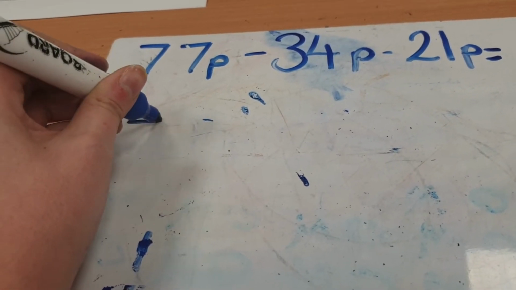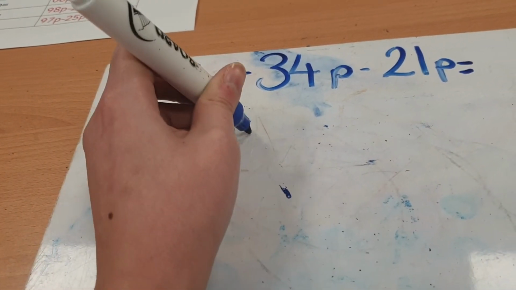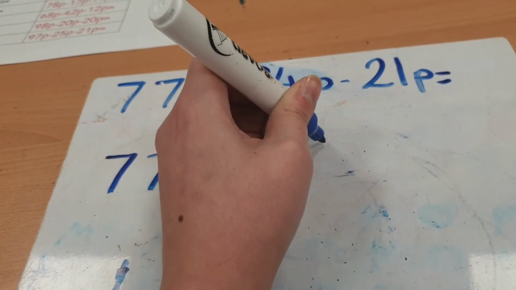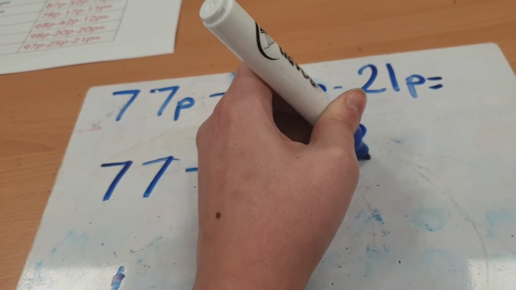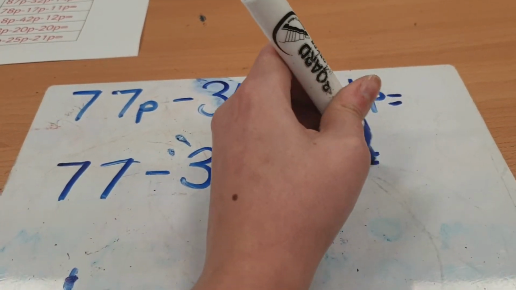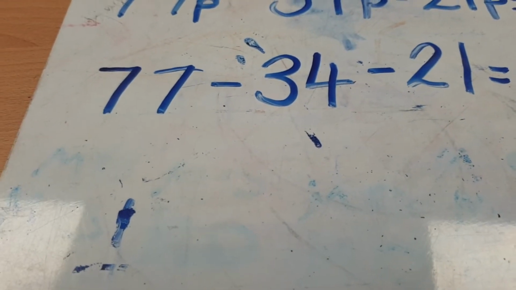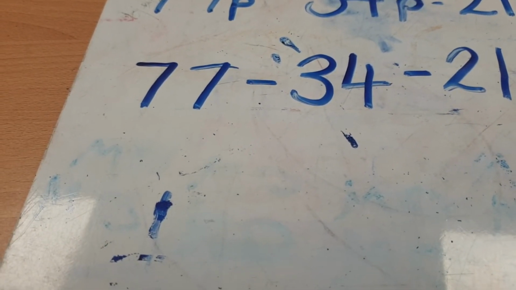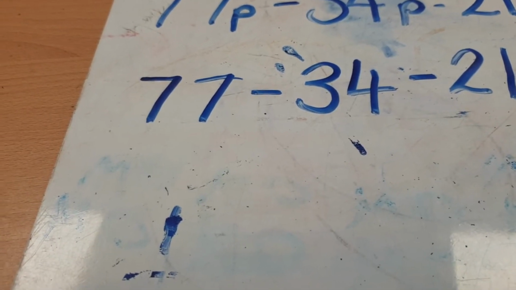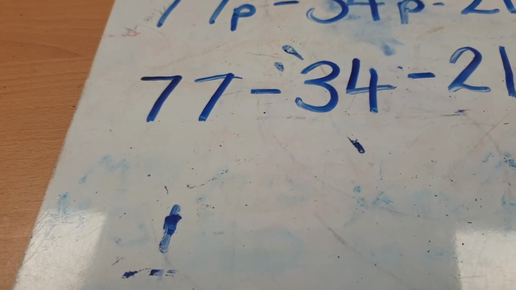So I'm going to start by doing 77. Take away 34. Take away 21. Now, even though we've got 3 numbers, it still doesn't matter. We still need to do the 10s and 1s only for our first number, because in any take away sum, the first number is always the biggest number.